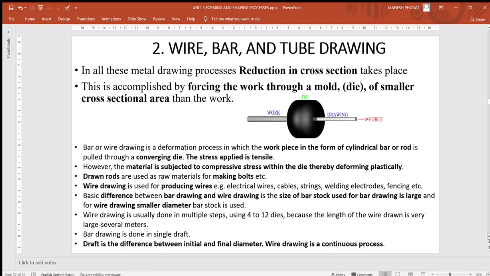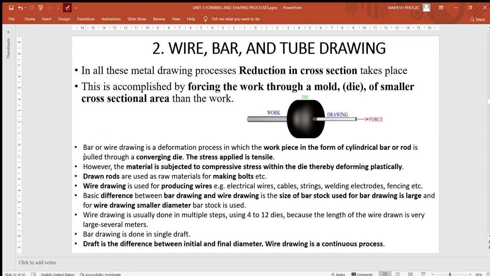Now moving ahead, the second category, that is wire, bar and tube drawing. In this, again, the same thing happens. There will be a reduction in the cross section. On one side, your actual workpiece is inserted, and on the other side it is pulled with the help of force. That's the actual definition of drawing.